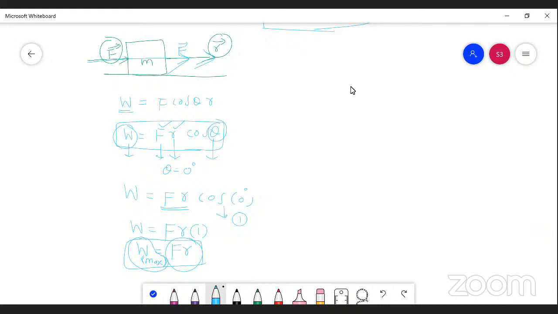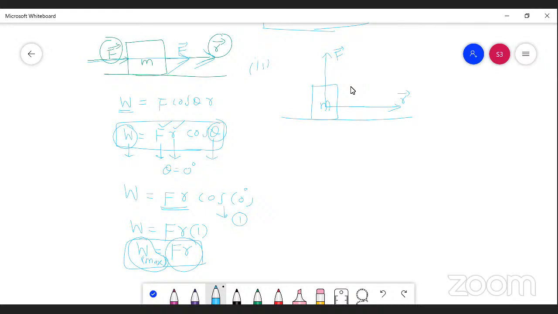Then in the second case, take one horizontal surface. The same object of mass M is placed on the horizontal surface. We apply an external force acting on the body along this direction, vertical. Due to that force, the body displaces with displacement R in the horizontal direction.